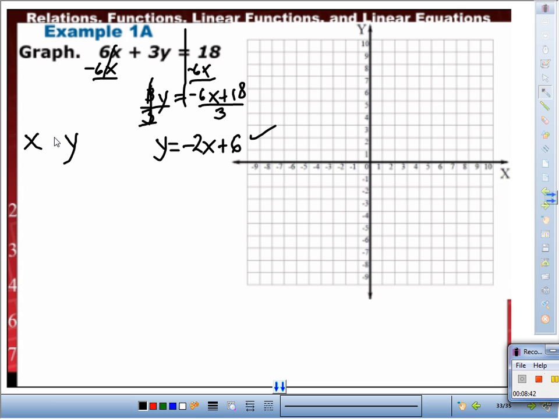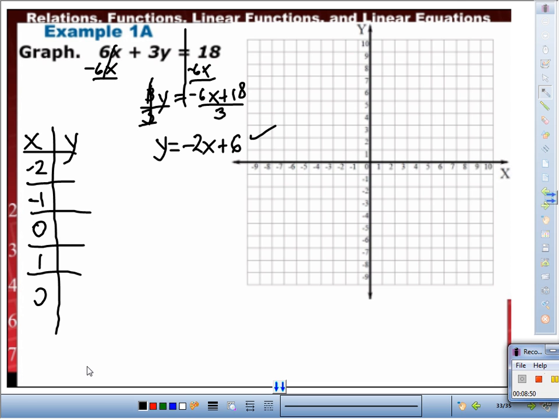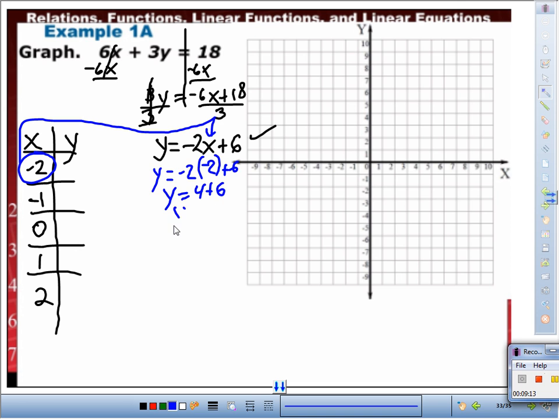X, y, and what is my domain? Negative 2, negative 1, 0, 1, 2. All right, are we there so far? To find the values of y for those, I need to start substituting values. My first one is negative 2. That substitutes in here instead of x. So I bring everything else down. Y equals negative 2 times negative 2 plus 6. Y equals 4 plus 6. Y equals 10. That goes right there.